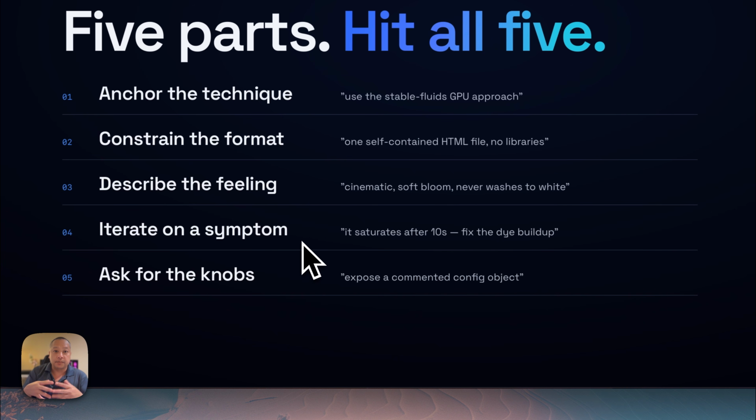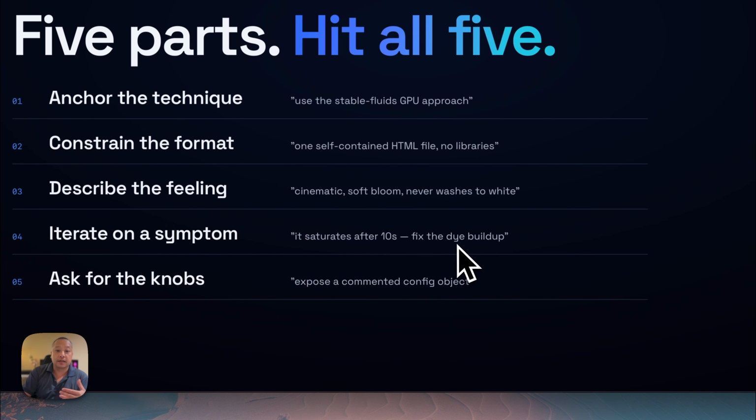And when you have the result, we can iterate on a symptom. Meaning the important part is to iterate on one symptom at a time, so that it's going to be easier and much clearer. So for example, if it saturates after 10 seconds, then fix the dye buildup.